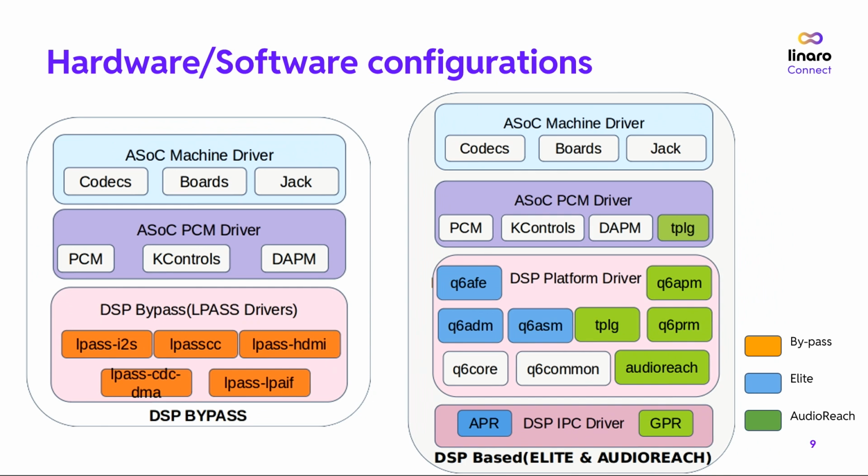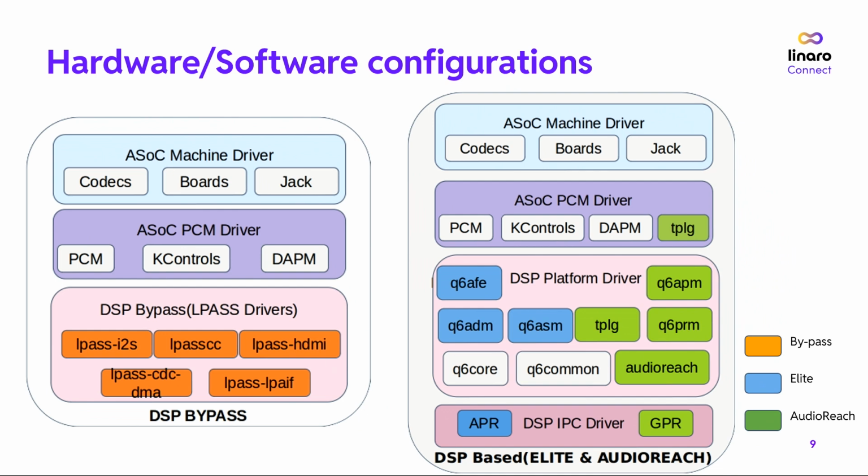There are three different colors there, representing three different things. For example, the green represents the drivers related to the AudioReach framework, the blue one is the Elite framework, and the white one is common across both frameworks. And the bottom layer is the interface layer to the DSP. For example, how do you talk to the DSP? There's a particular way to talk to it. They call it APR or GPR: the Asynchronous Packet Router, and the other one is the Generic Packet Router. That's the way we communicate with the DSP using an RPMsg channel.